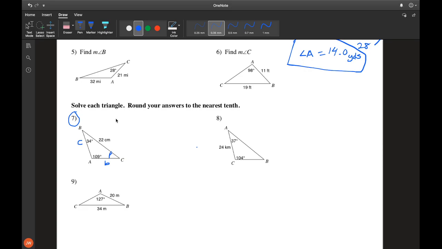So remember that there's 180 degrees in a triangle. So you have the other two angles. You can find the third angle by doing, so for example, angle C is going to be equal to 180 degrees minus the sum of the other two angles. Right? We're just trying to find the missing angle here.